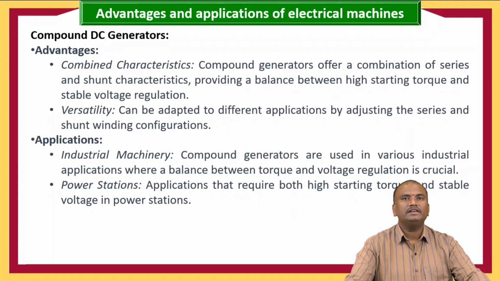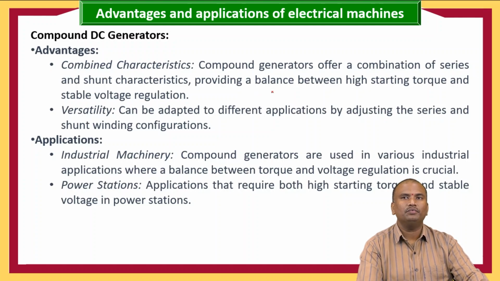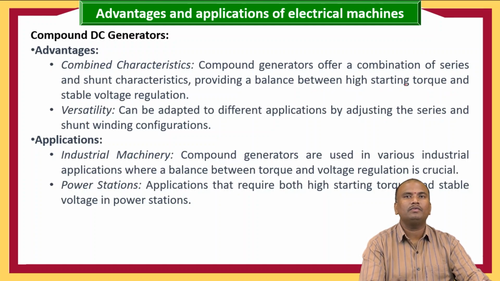In the compound DC generators, these compound DC generators are going to provide us the combined characteristics of DC series and shunt characteristics, which is going to provide a balance between high starting torque and stable voltage regulation. And it can be adapted to different applications by adjusting the series and shunt winding configurations.